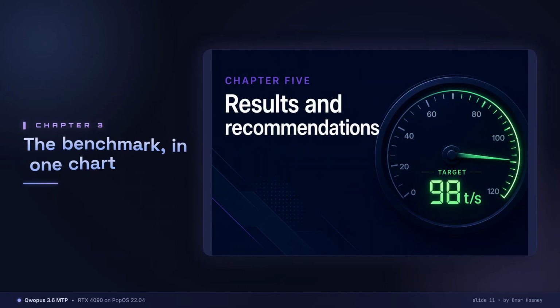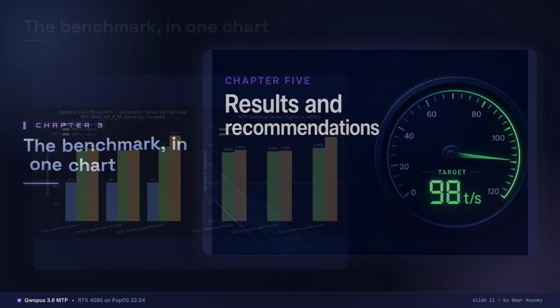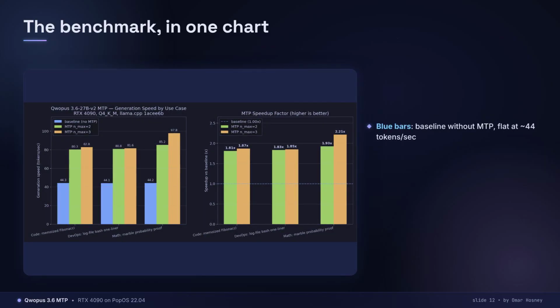Now let's pull all three use cases together and see exactly what MTP buys us in tokens per second, side by side with the baseline. Here is the picture. The blue bars show baseline speed without MTP, flat at around 44 tokens per second, regardless of task. The green bars show MTP with 2 draft tokens, a clean jump up to around 82. The orange bars show MTP with 3 draft tokens, peaking at 98 on the math task.